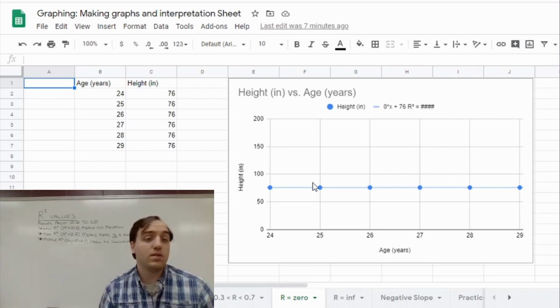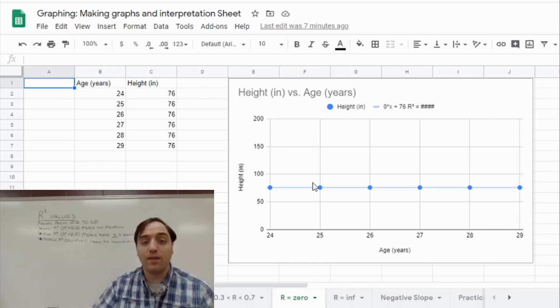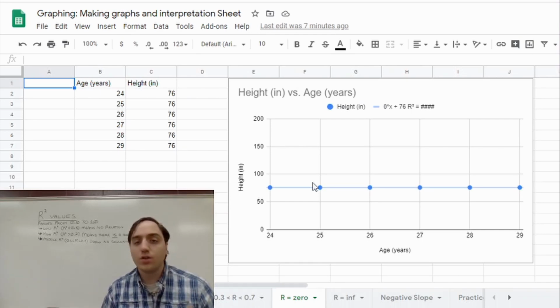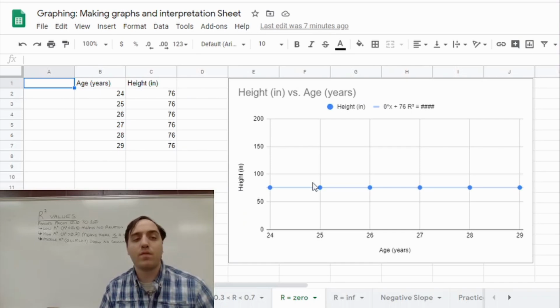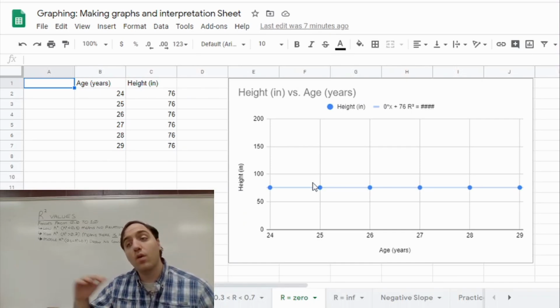In this case, every year I go to the doctor for a physical. Every year since I was 24, I had the same height. 6'4", which is 76 inches. It gives me a perfectly flat line. As I get older, I'm not getting any taller. Sure, back during puberty, absolutely true, but during my 20s, my height is a fixed value. It doesn't change. It doesn't fluctuate with respect to my age. When I get older, that might change.